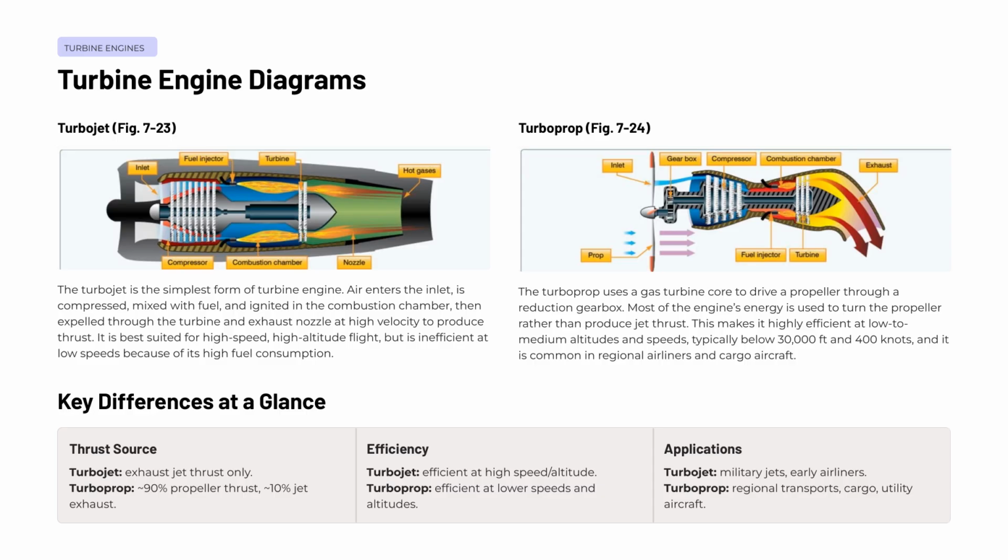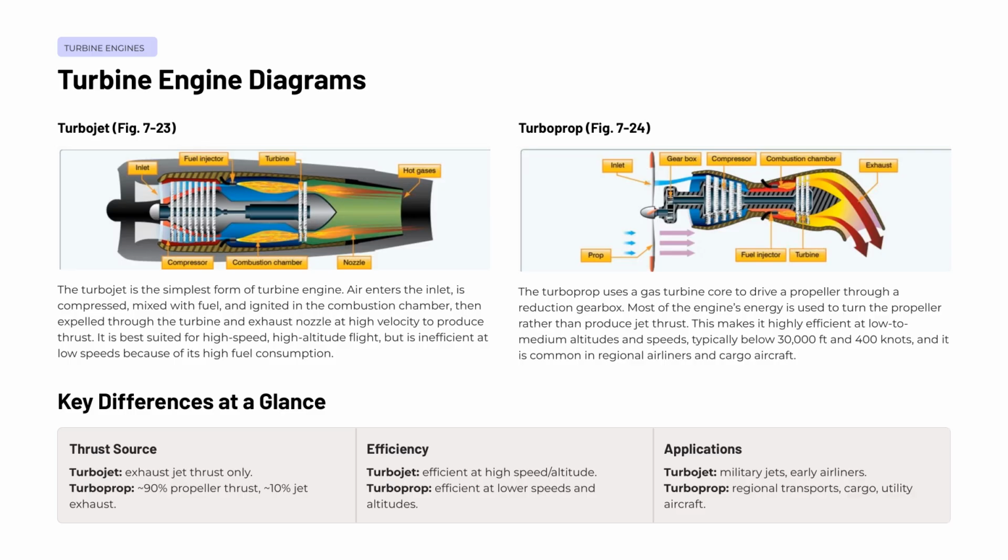Let's take a look at two foundational types of turbine engines, the turbojet and the turboprop, and understand how they differ in design, efficiency, and application. The turbojet is the simplest turbine engine configuration. Air enters the inlet, gets compressed, is mixed with fuel and ignited in the combustion chamber, and is then forced out through the turbine and exhaust nozzle at high velocity. That high-velocity exhaust is what generates thrust.